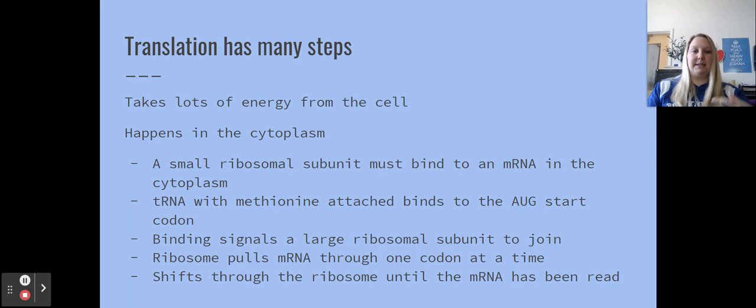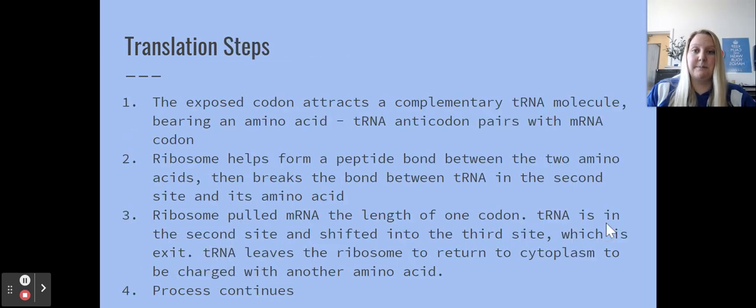Translation has many steps, and it takes a lot of energy from the cell. It happens in the cytoplasm when the small ribosomal subunit binds to the messenger RNA. This signals a large subunit carrying a methionine attached to it to bind to the start site to find the AUG start codon. This binding seals in the larger subunit. The ribosome then pulls the messenger RNA through one codon at a time, adding the appropriate amino acid with each. It shifts through the ribosome until the messenger RNA has been fully read and the protein is produced.